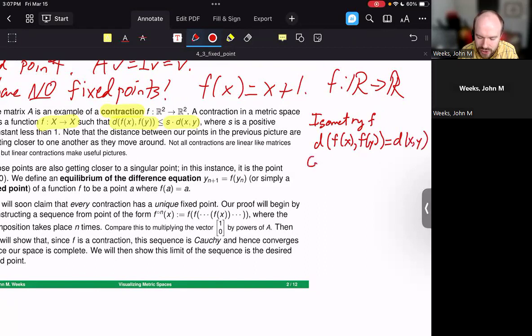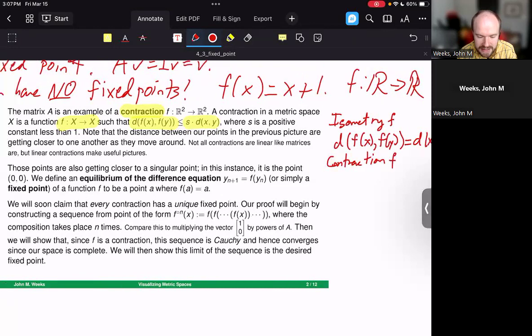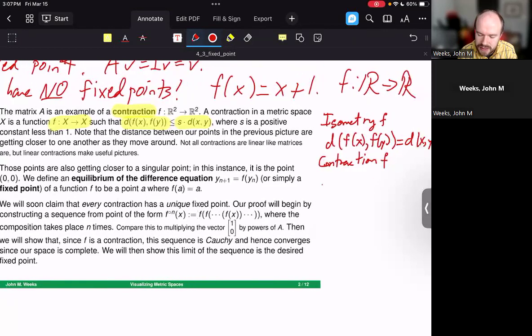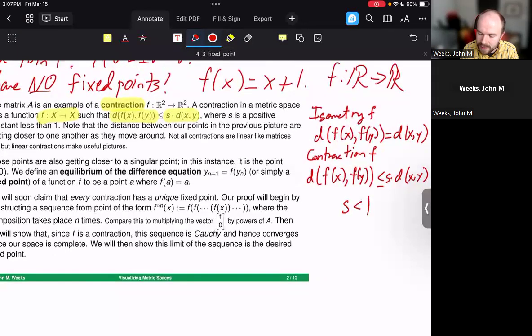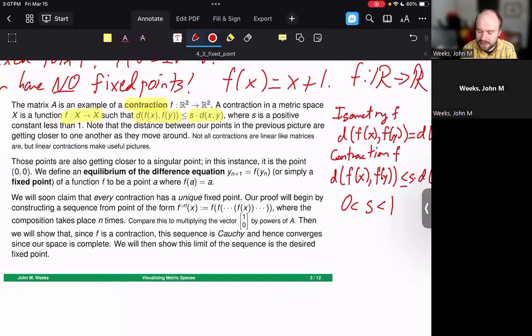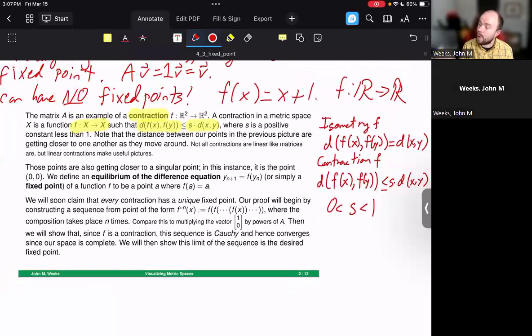Whereas a contraction is something a little bit stronger. It's saying that you need to be able to take the distance between f of x and f of y, and not only make it smaller than the distance between x and y, but make it smaller than some factor of the distance between x and y. Because here, s is going to be some value that's in between 0 and 1.